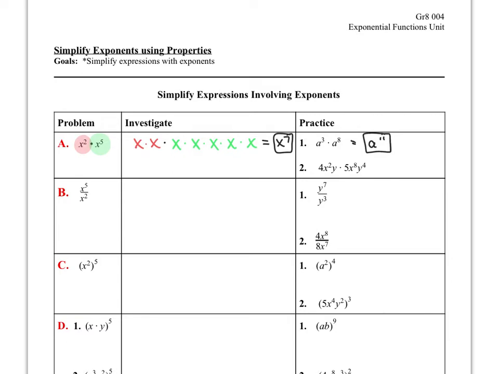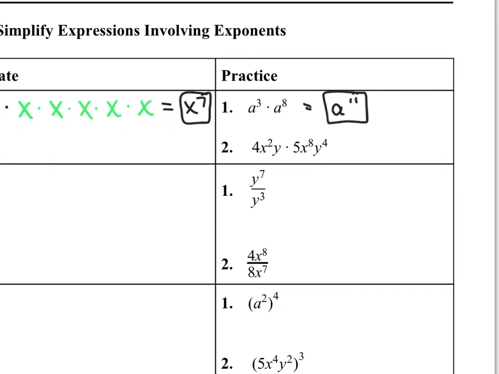Let's try example 2. Example 2 I like to think of as almost 3 mini math problems. So the first problem would be the two numbers that I see that don't have variables and exponents. Then I've got my x's, and then I've got my y's. So I'm going to approach these as 3 completely separate problems.